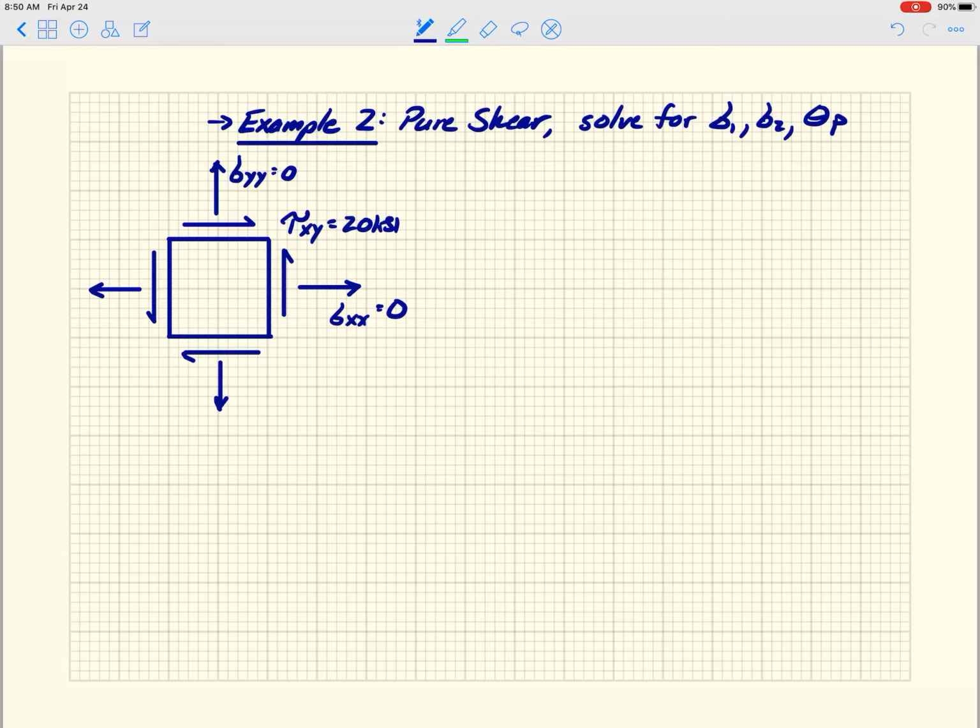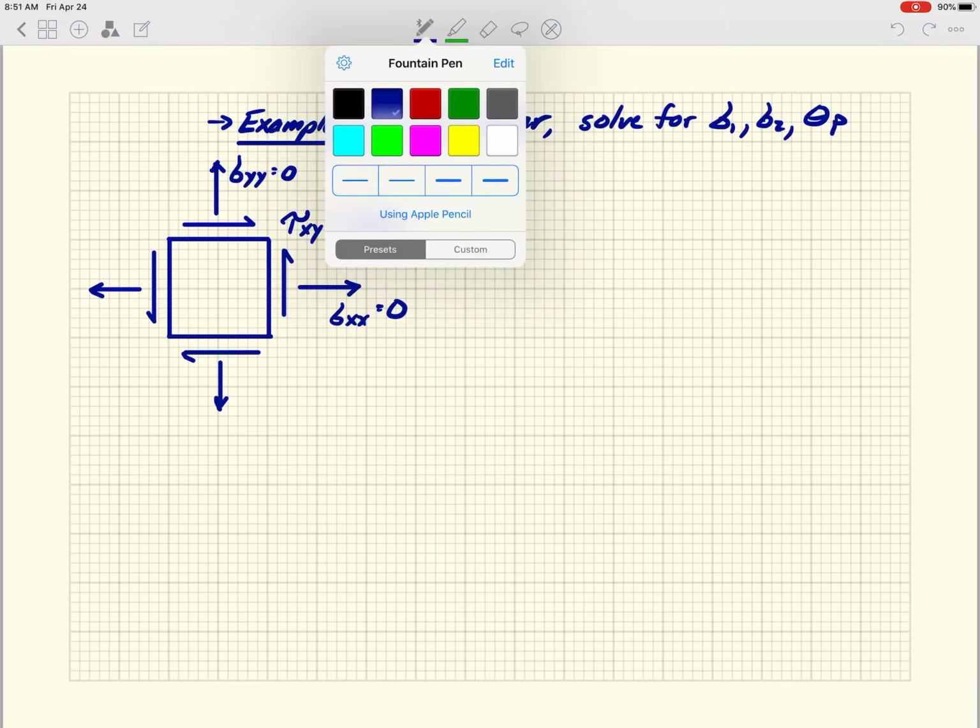All right, so example number 2, we're going to do a pure shear example. What do I mean by that? Well, what I mean is that there is no normal stress in the XY orientation. So this is our standard horizontal and vertical orientation, and there is no normal stress there. So the only thing that this stress cube feels right now is pure shear in this orientation. Again, in this orientation.